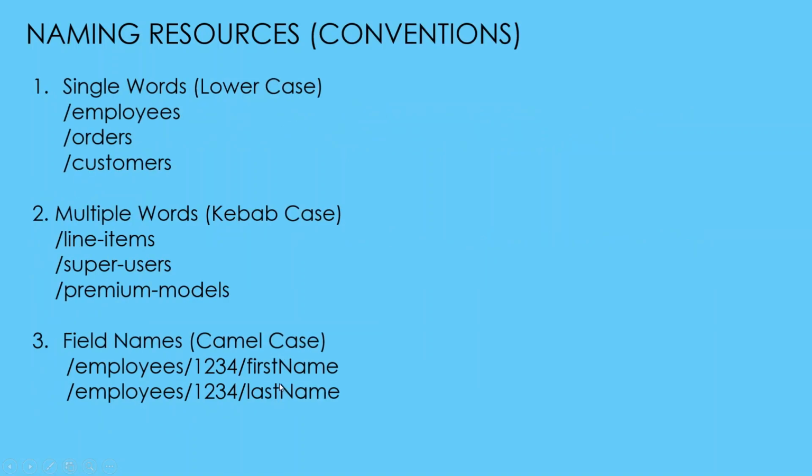Next up is the conventions to name the resources. For example, if it is a single word resource, then go with lowercase. If you have multiple words, then separate those words with hyphen, which is also known as kebab case. And if you want to get the field name, then just make the resource as camel cased.